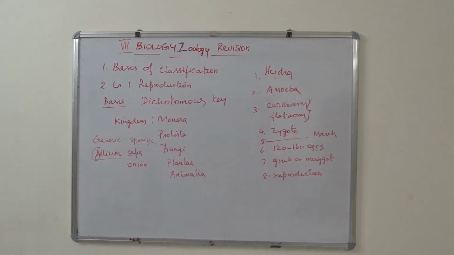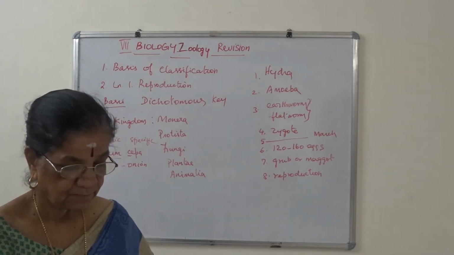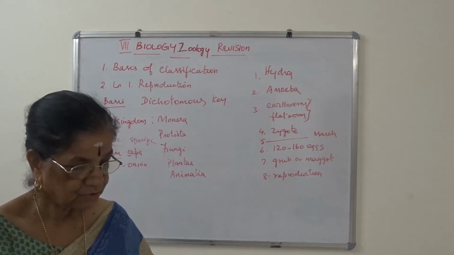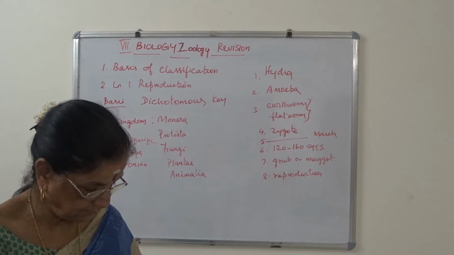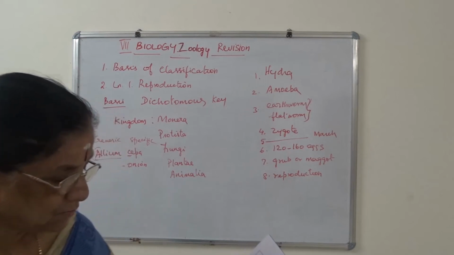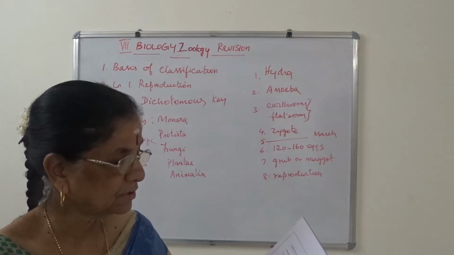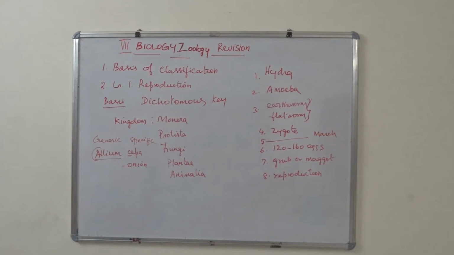Distinguish between sexual and asexual reproduction. Have you noted? What are we to do? Distinguish between sexual and asexual reproduction. Okay, we will write what is asexual reproduction and sexual reproduction. As it is given in our textbook, you have to write sexual and asexual reproduction.